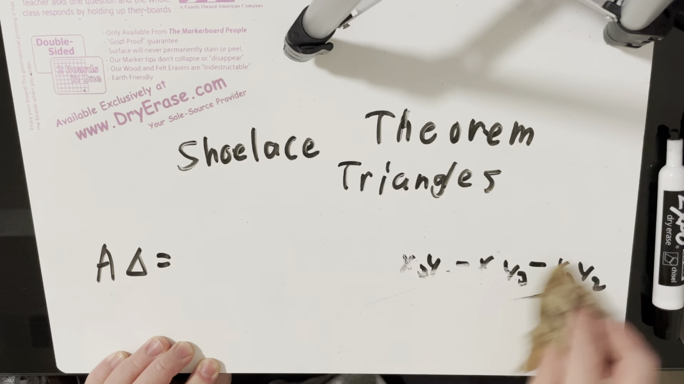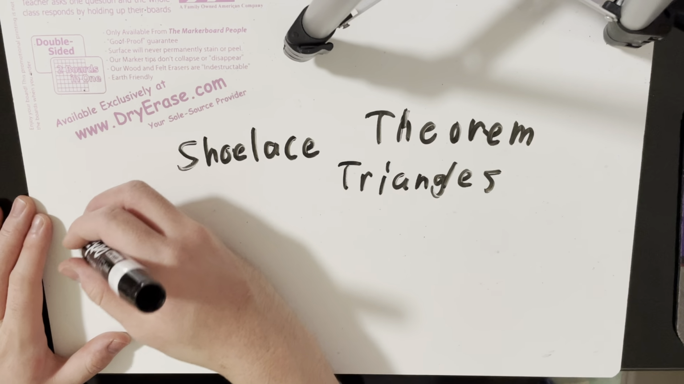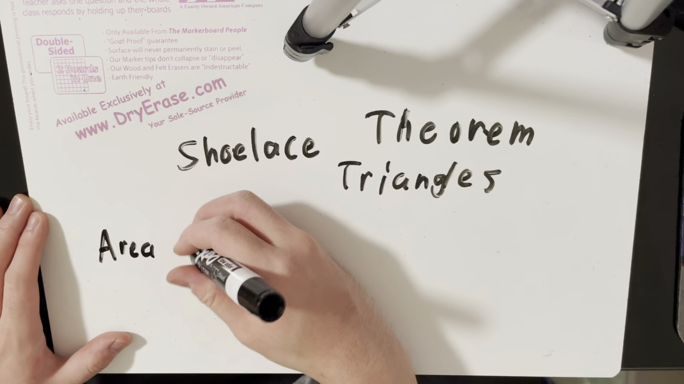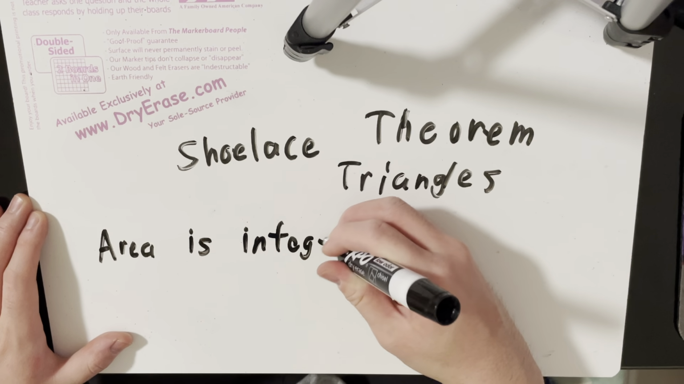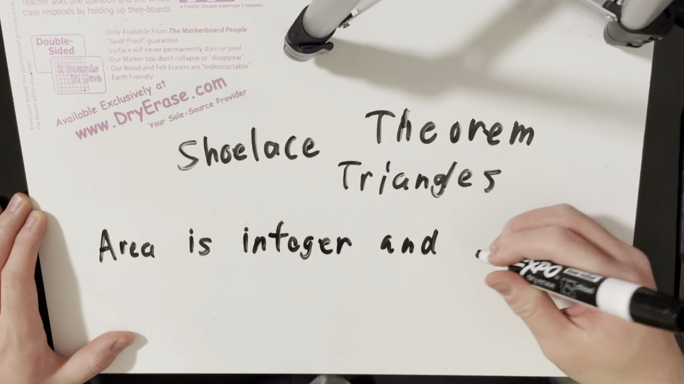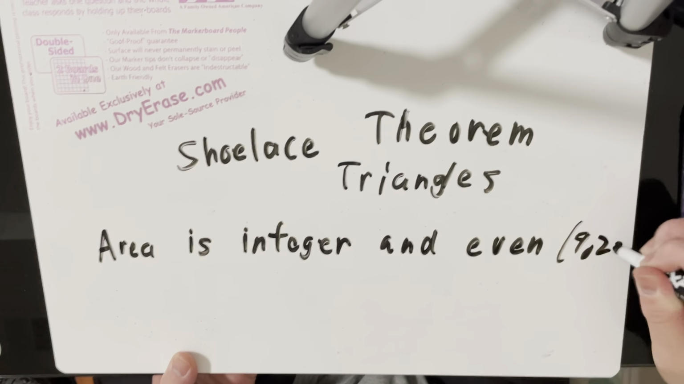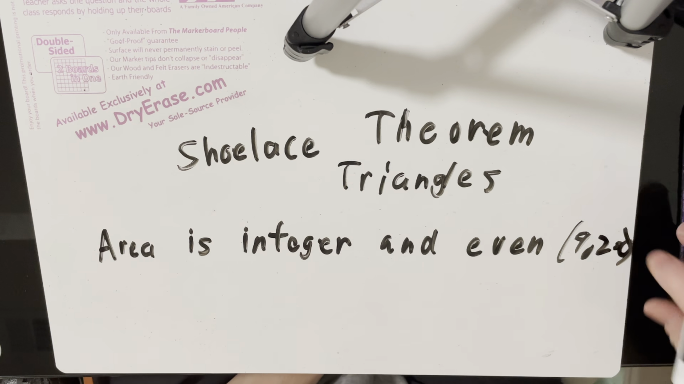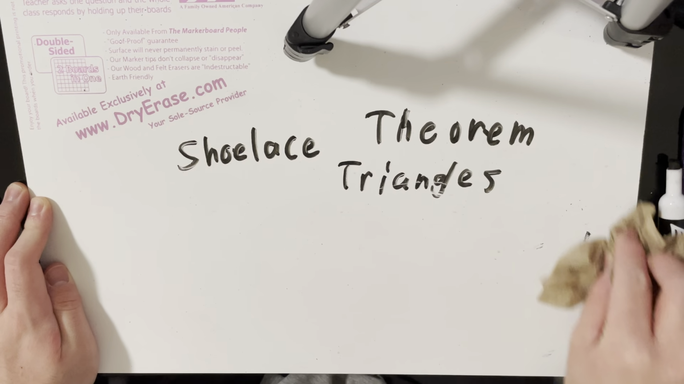So in other words, in the easy version, it is always guaranteed that the area is an integer and even. In other words, divisible by 2, mod 2 is equal to 0. And the fact that the area is always an even number is also important for the next theorem that we're about to use. And this theorem is called Pick's theorem.